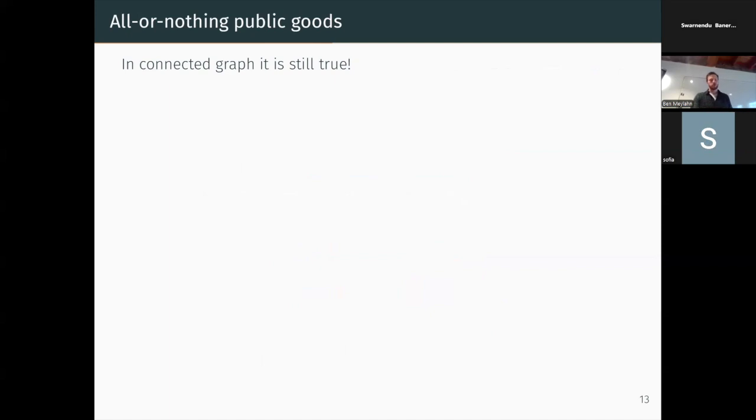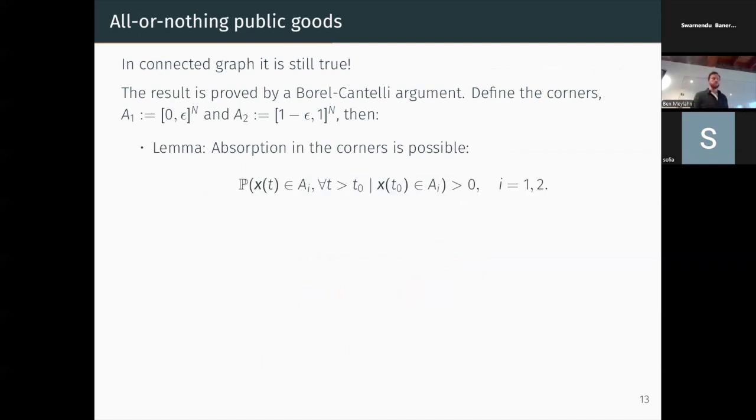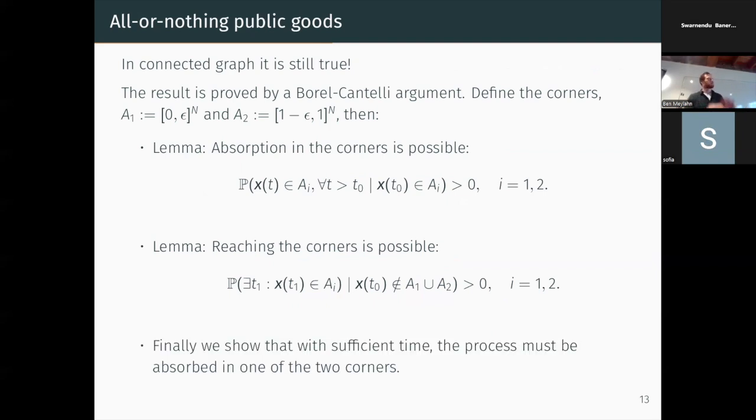Long story short, in a connected graph, the same result is still true. We do a Borel-Cantelli argument. We define the corners: an epsilon ball around 0 and an epsilon ball around 1. Then we have to prove that absorption in the corners is possible. It's a little bit of work, but we get there. Then we show that reaching the corners is possible from anywhere that is not a corner. And then Bob's your uncle, you have absorption guaranteed.